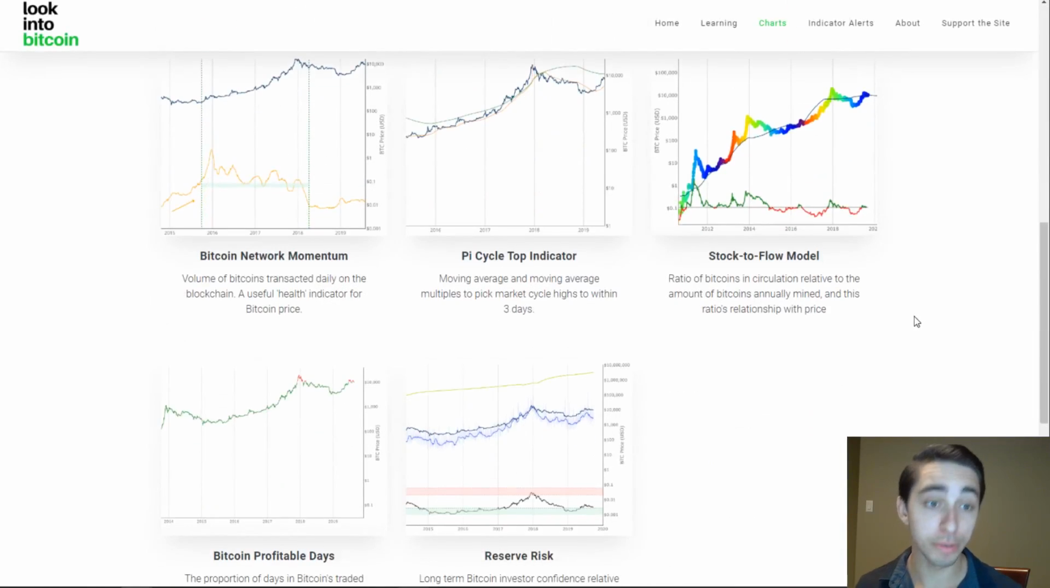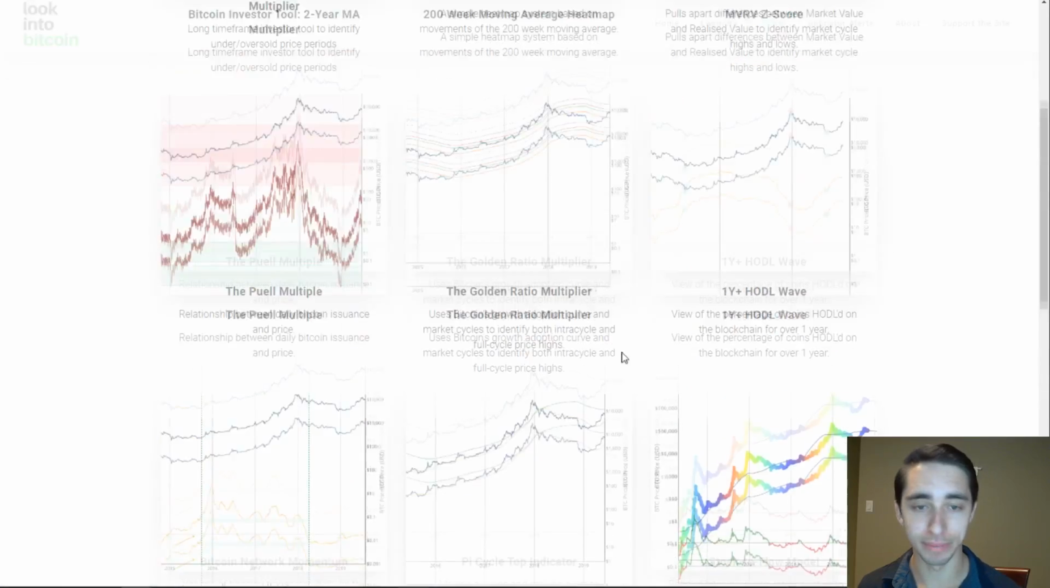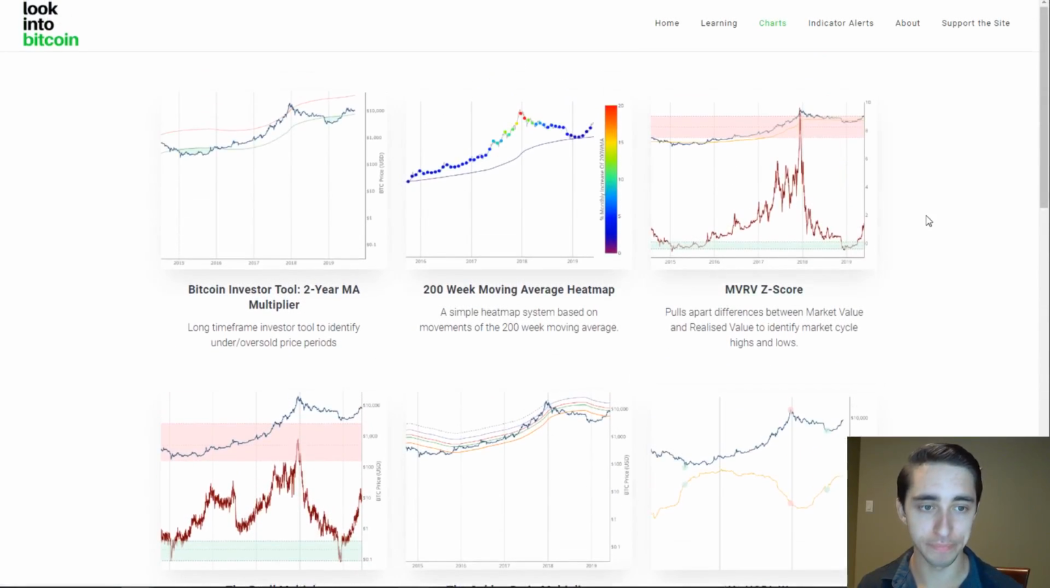I mean, we looked through most of them. There's a few other ones. There's the Bitcoin network momentum, the Pi cycle top indicator, reverse risk. Again, we covered the majority of it, though. And I definitely recommend you take a look at it whenever you get the chance. It's all free and accessible.